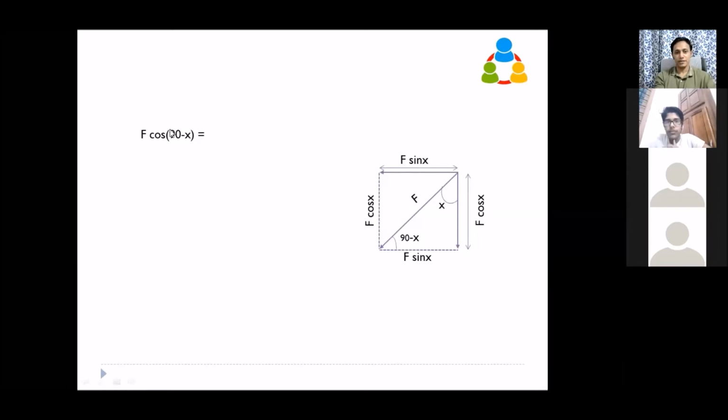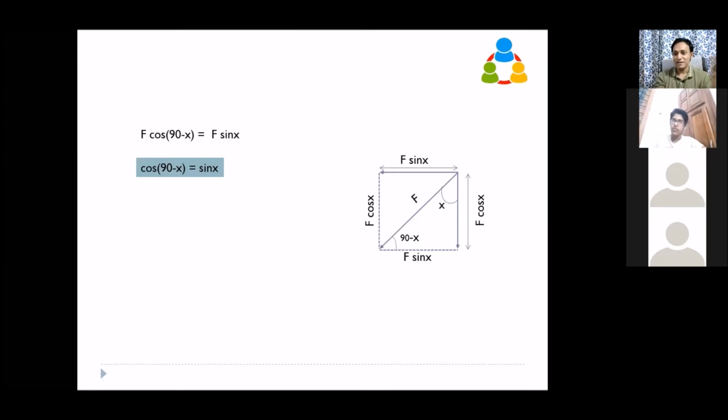Okay, I'm assuming you are getting it. So we are telling, if this f of this cos is the same as this value, but this value we already know is f sin x. So this f and f will go, so we get cos(90 minus x) is equal to sin x. This is why this is called cosine, complementary of sine. Why is it called complementary? What is a complementary angle? If one angle is x, its complementary angle is 90 minus x.